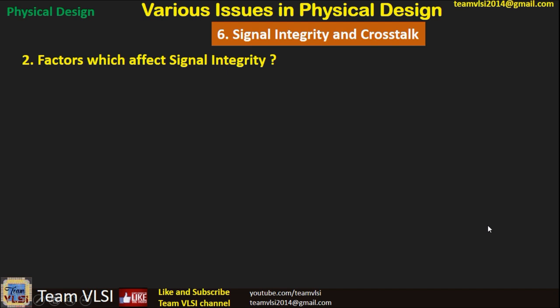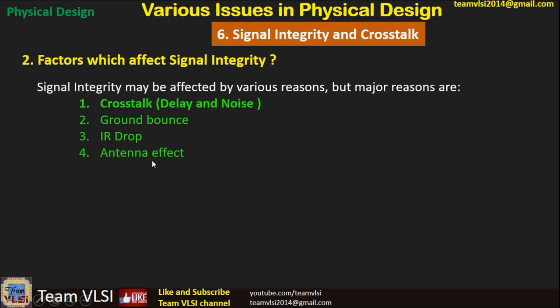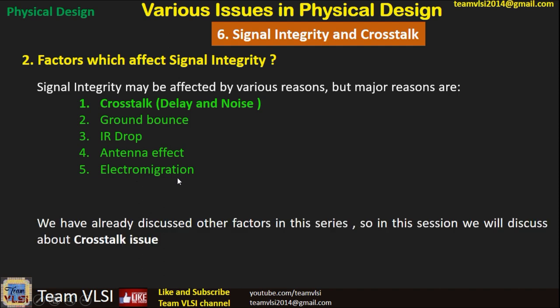Now, the factors on which signal integrity depends, or the factors which affect signal integrity. Signal integrity may be affected by various factors, but the major reasons are: number one, crosstalk, which could affect the delay and noise of the signal. Second is ground bounce. Third is IR drop. Fourth is antenna effect. Fifth is electromigration. We have already discussed the other factors in this series of lectures. So in this session we will discuss the crosstalk issue.